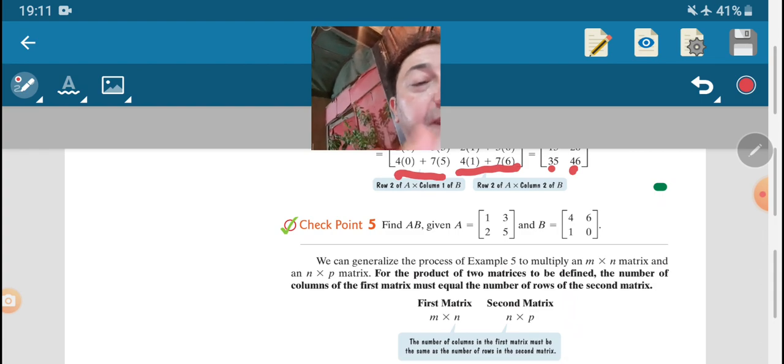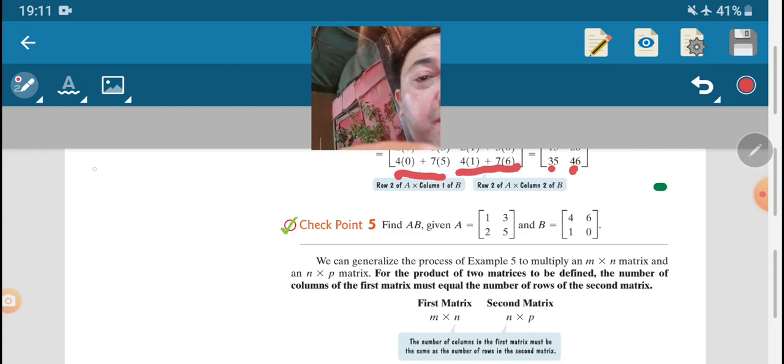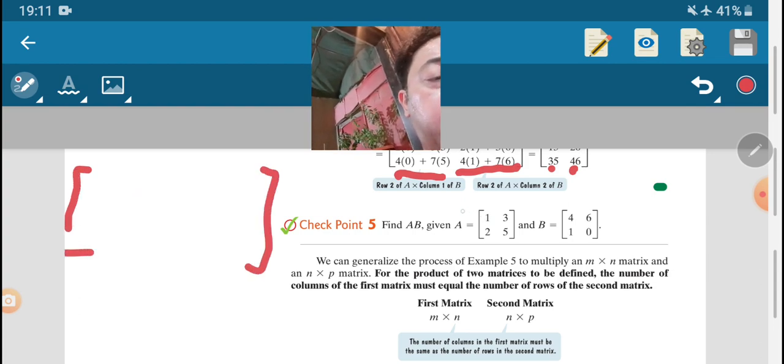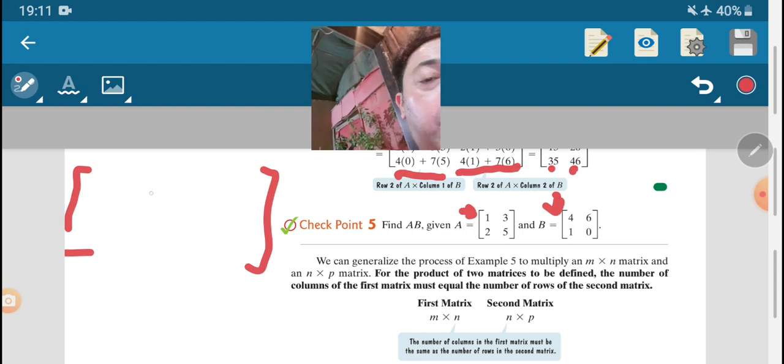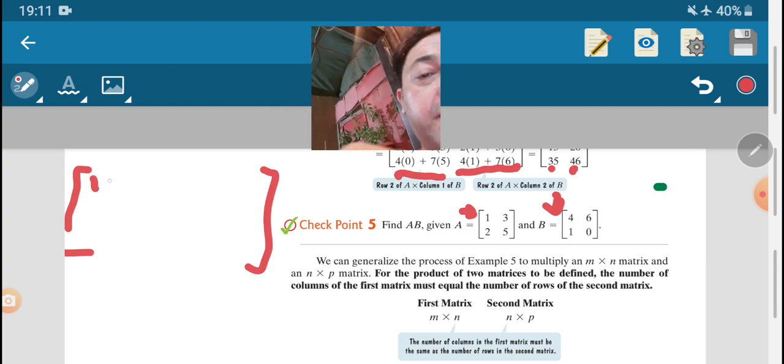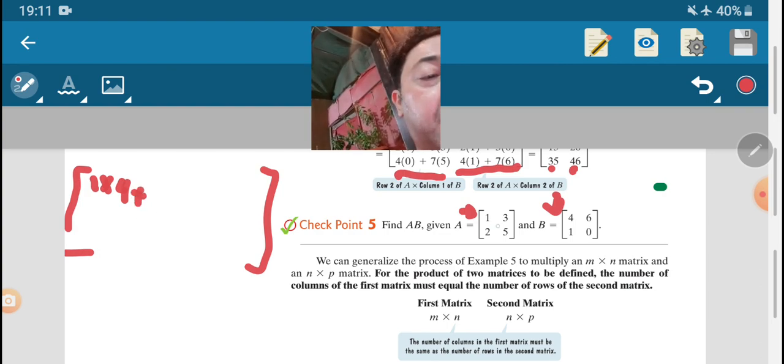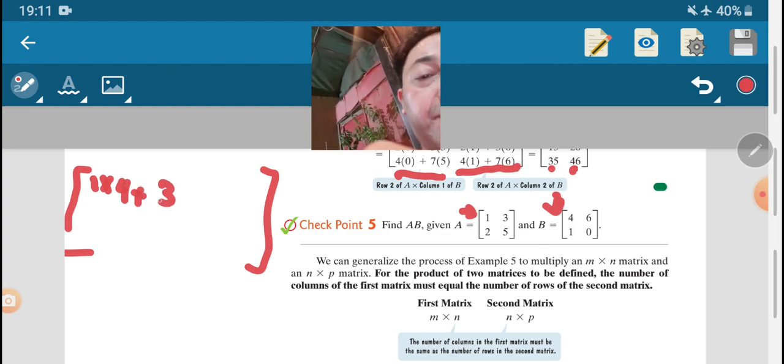How to multiply A by B? If you want to multiply A by B, first, multiply the first row into the first column. 1 by 4 plus 3 by 1.